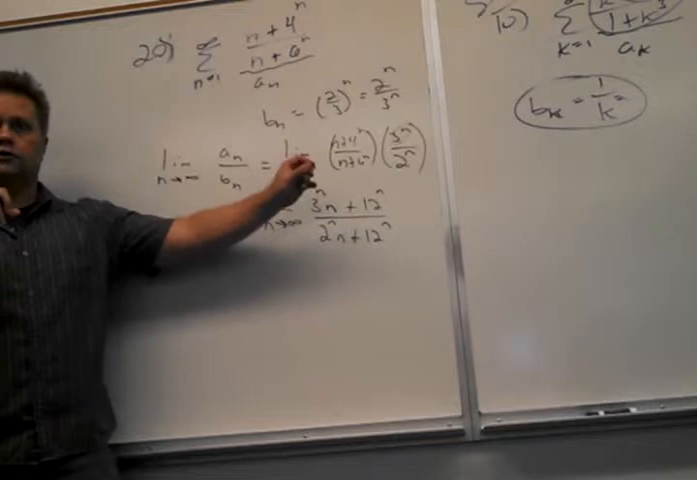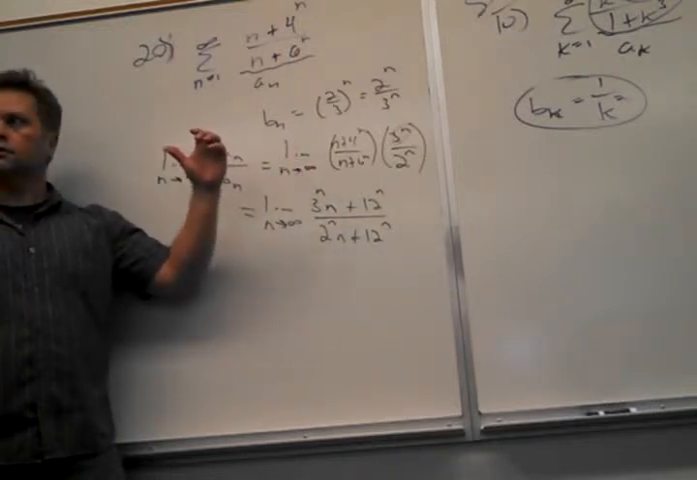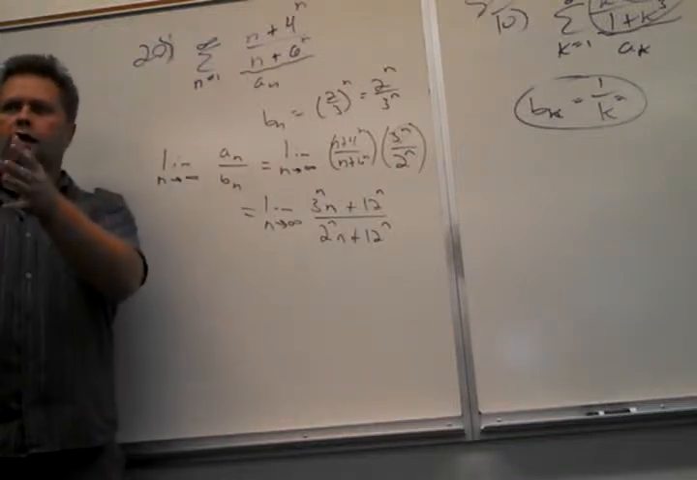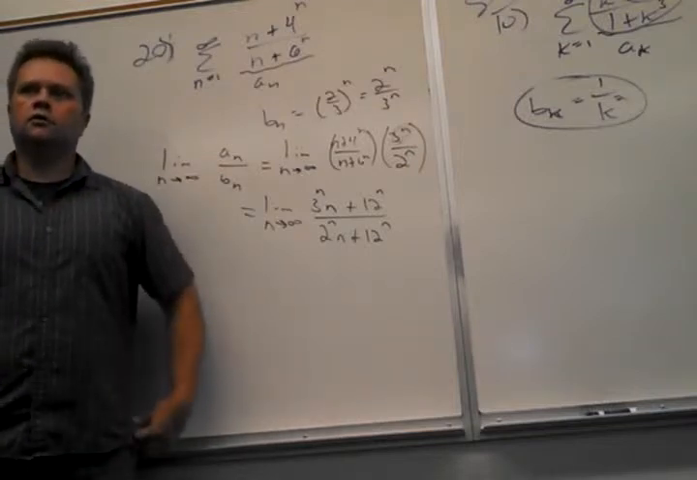So this is definitely going to go to infinity, which means the limit comparison test is inconclusive, right? It doesn't mean anything. It doesn't mean the answer is the opposite of what you thought. It just means the limit comparison test doesn't know.